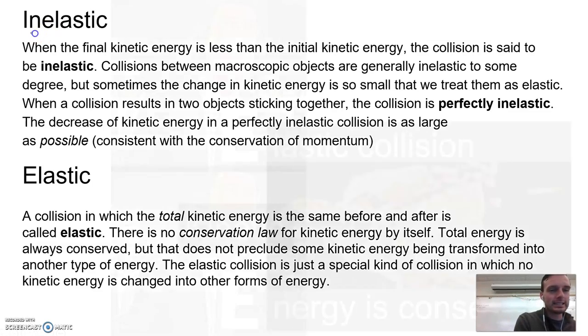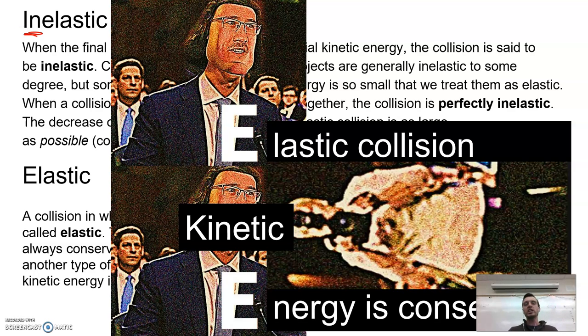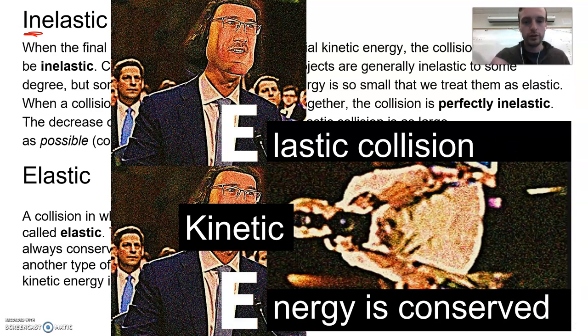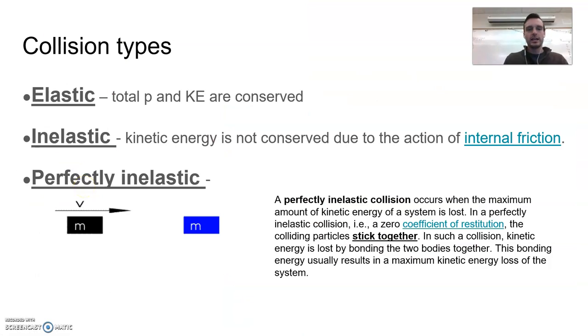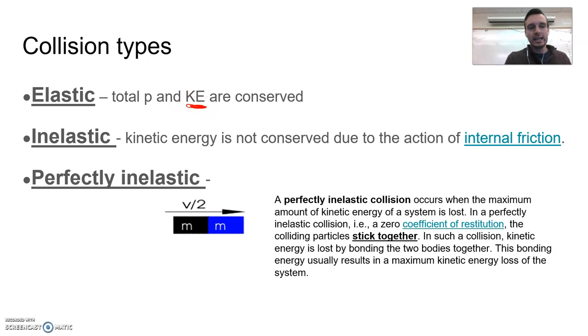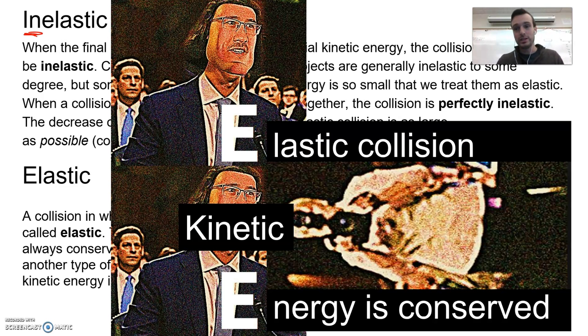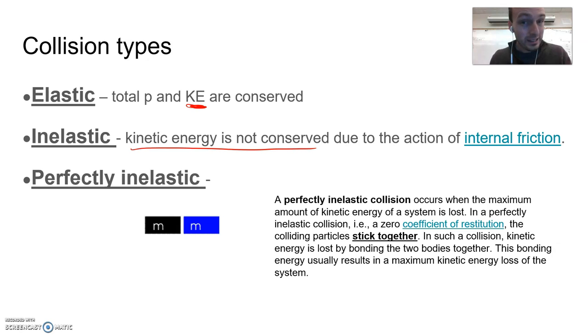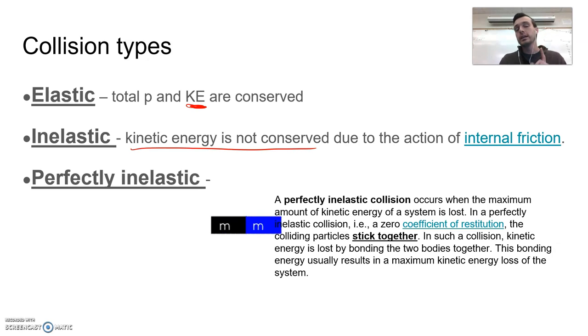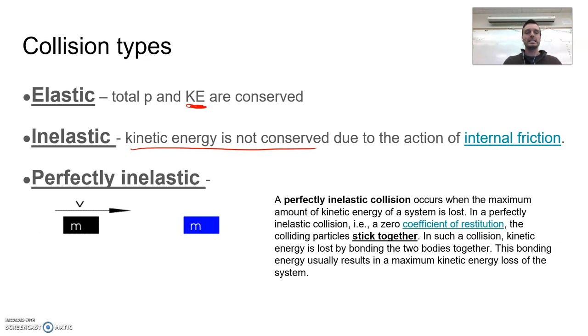An inelastic collision is one where energy is not conserved, and an elastic collision is one where energy is conserved. That is all you need to know. Elastic means that kinetic energy is conserved, and inelastic means it's not conserved. Now, the momentum is always conserved, but the kinetic energy is conserved only in an elastic collision.